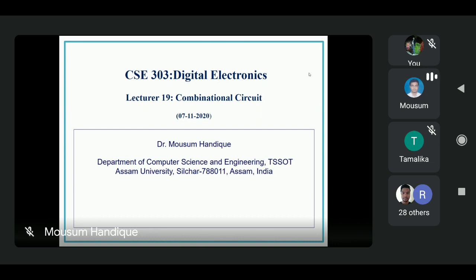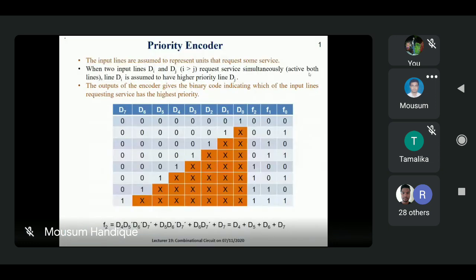Now see here, when we are using the encoder, you remember only one particular input line is active. In this particular table, the number of input lines is 8. That means how many outputs are generated? 2 to the power 3 equals 8, so 3 outputs are generated, that means F2, F1 and F0. Based on the properties of the encoder, only one particular input line is active, and based on that we take some output binary sequence.